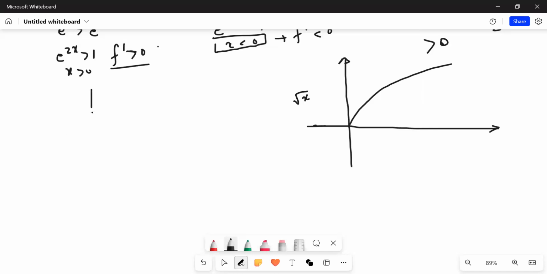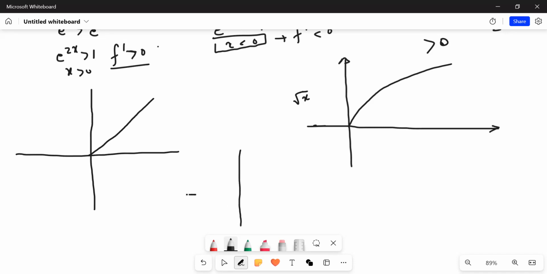How would you think the graph of y equal to x would behave? It would behave in this manner. How do you think your graph of x square would behave? This would behave in this manner. And if I want to make it on both ends, I can make that also. But you can see one thing.